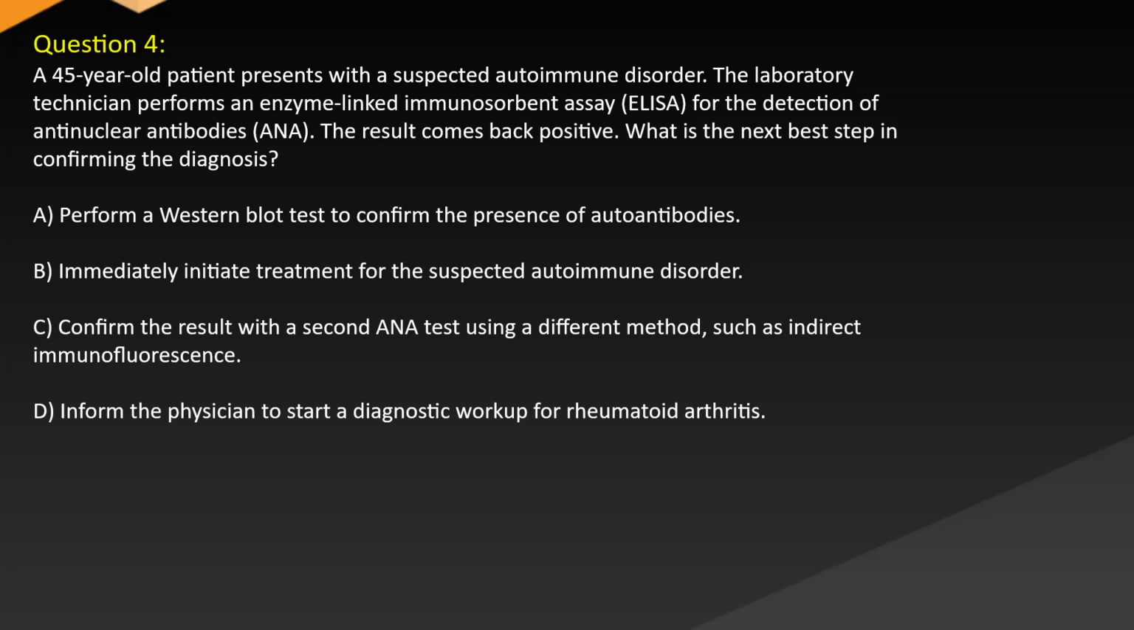A. Perform a Western blot test to confirm the presence of autoantibodies. B. Immediately initiate treatment for the suspected autoimmune disorder. C. Confirm the result with a second test using a different method, such as indirect immunofluorescence. D. Inform the physician to start a diagnostic workup for rheumatoid arthritis.